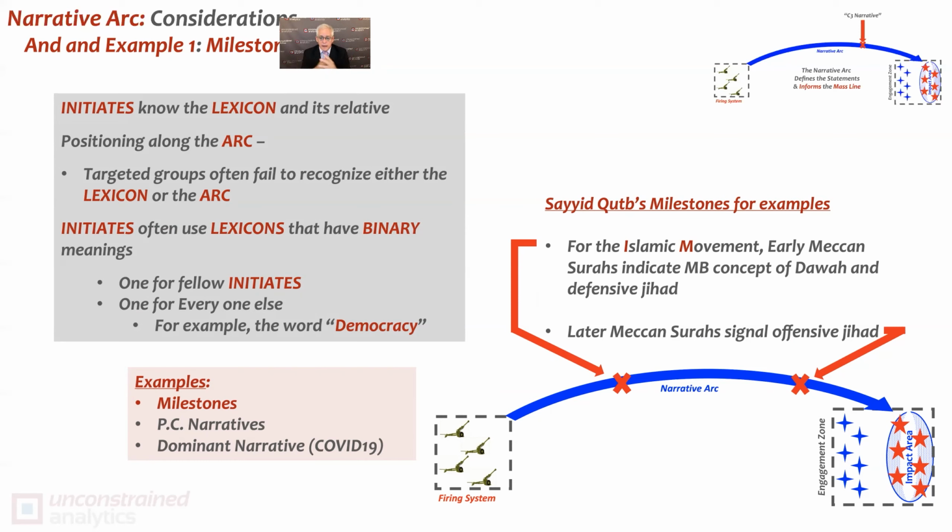For the Islamic movement in the United States, the dominant Islamic movement group is the Muslim Brotherhood. The early Meccan surahs indicate the Muslim Brotherhood concept of dawah, and therefore defensive jihad and violence on the fringe was what was allowed. And quoting those early surahs signaled that in the narrative arc. Whereas when it was time to escalate to violence, they are all in later surahs of the Quran, and therefore all they had to do was quote Surah 9:5 or Surah 9:25, and the message was sent to everybody who was an initiate, those who are trained in the Islamic movement narrative, that it's time to become violent. So I use this narrative arc in a progression here in that sense.